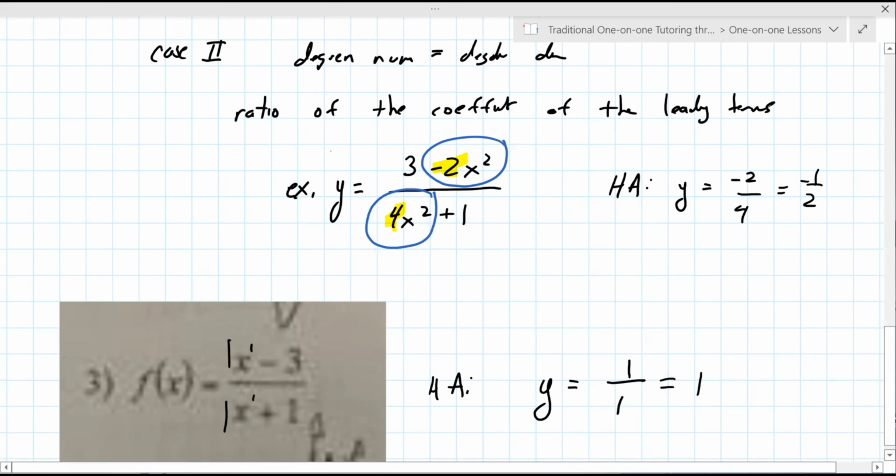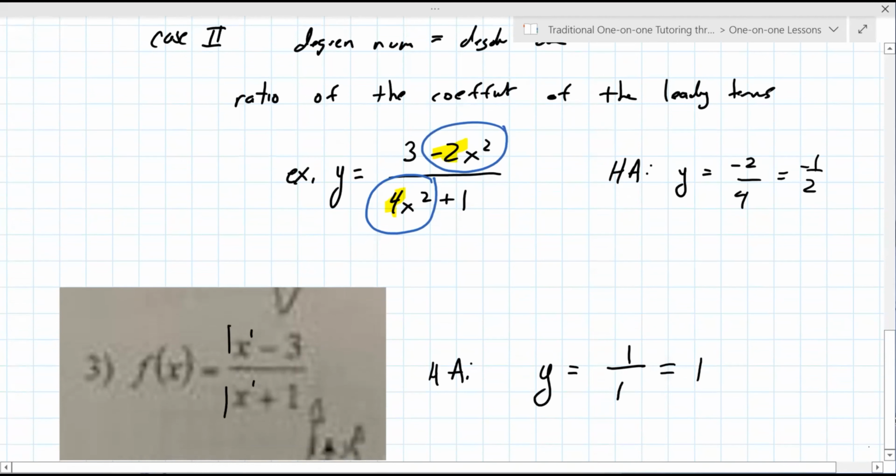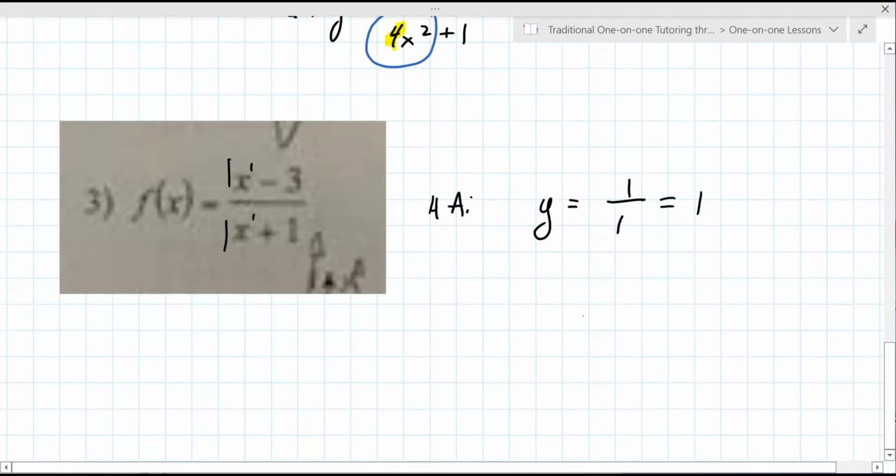So the horizontal asymptote would be 1. In which problem? The number 3? Yes.